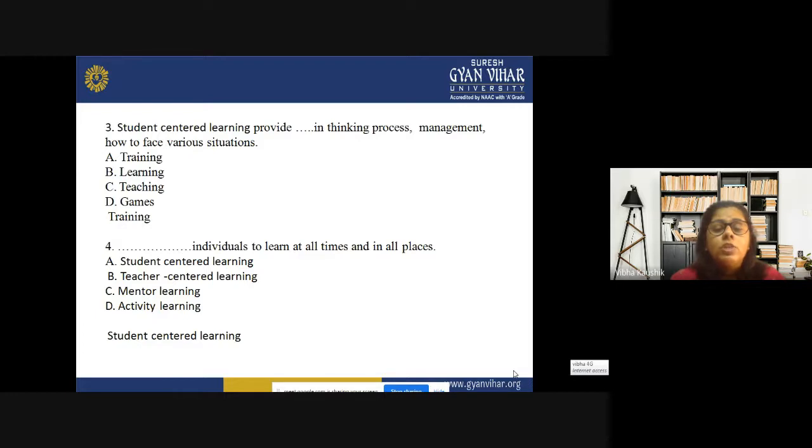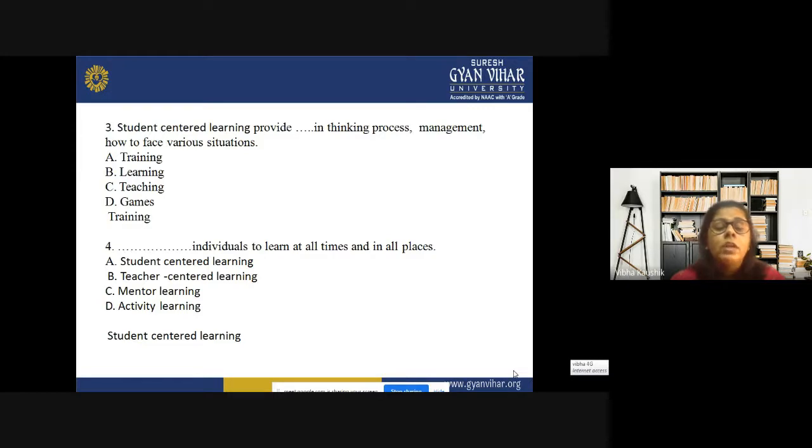Dash individuals to learn at all time and in all places. Who is giving the students or the learners that opportunity that they will be able to learn at all time and in all places? Now the options are A student centered learning, B teacher centered learning, C mentor learning, or it's D activity learning.